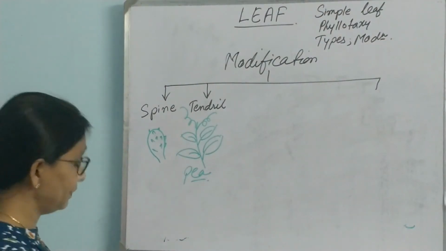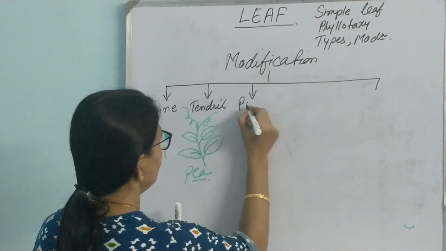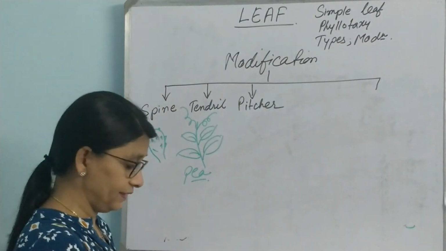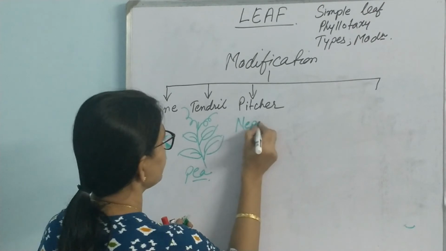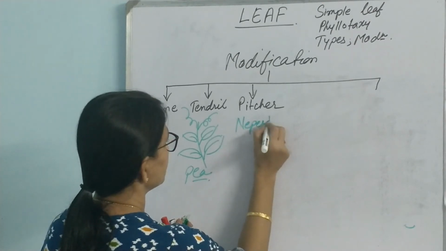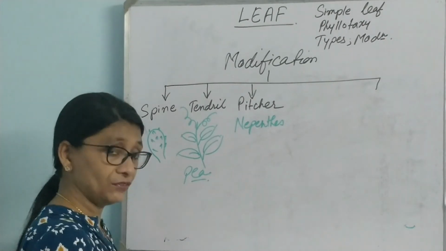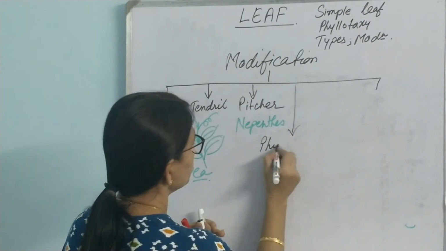Then the third type is pitcher. Leaf gets modified into a pitcher-like structure to capture insects. And the example you all know, Nepenthes, pitcher plant.